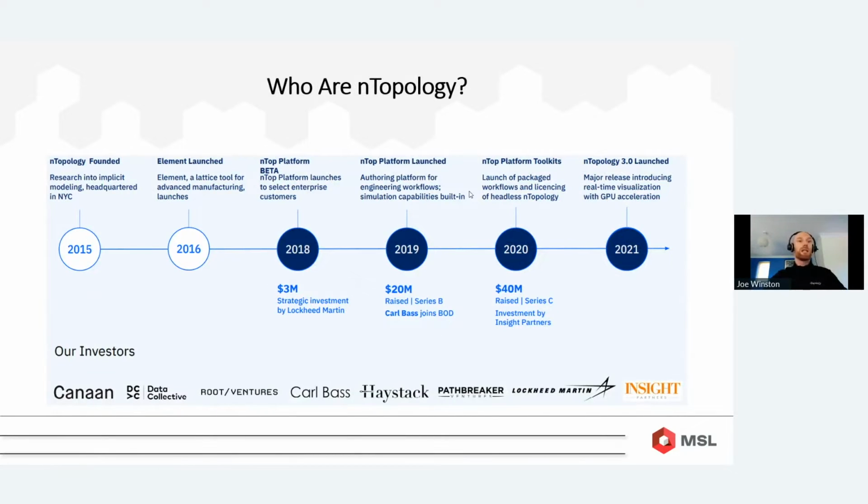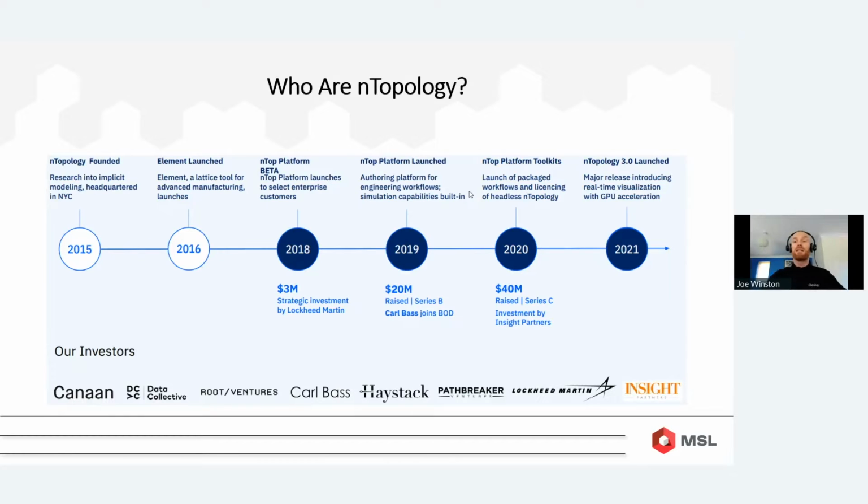nTopology, the company, was founded in 2015. Some of you may know it from its first software platform called Element. Element was predominantly focused on lattice generation and lattice manipulation. It was aimed to fill a void where traditional CAD packages really fell short in dealing with these quite complex structures. nTopology had a very unique mathematical architecture that made it really good at manipulating and creating these complex structures. And nTopology soon realized that this math-based approach had advantages far beyond just working with lattices.